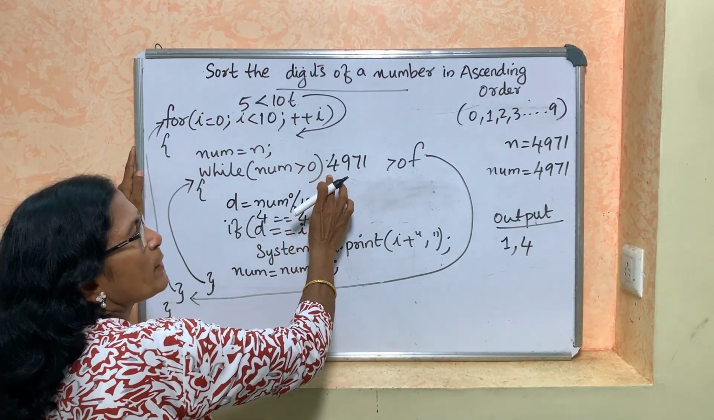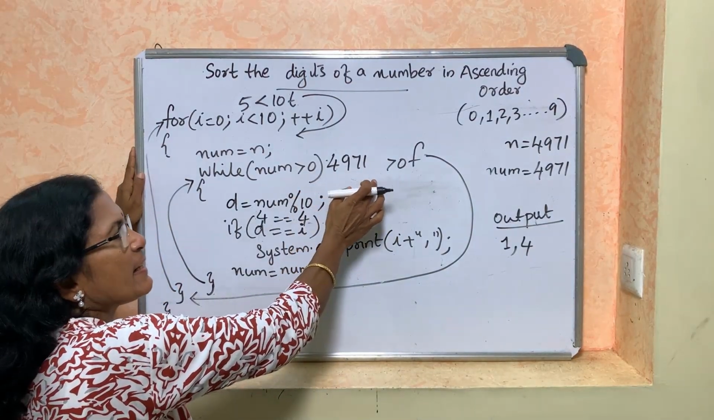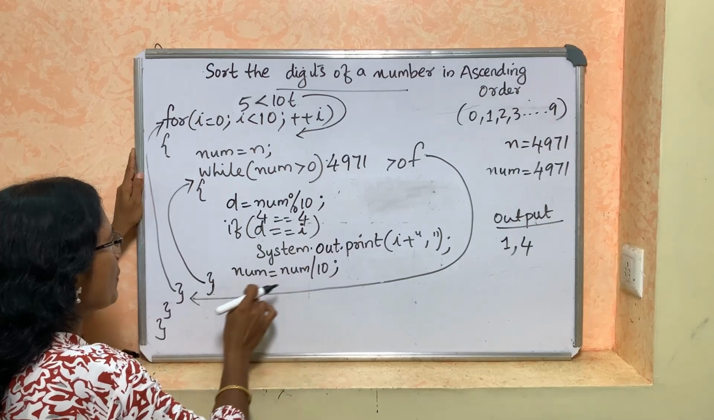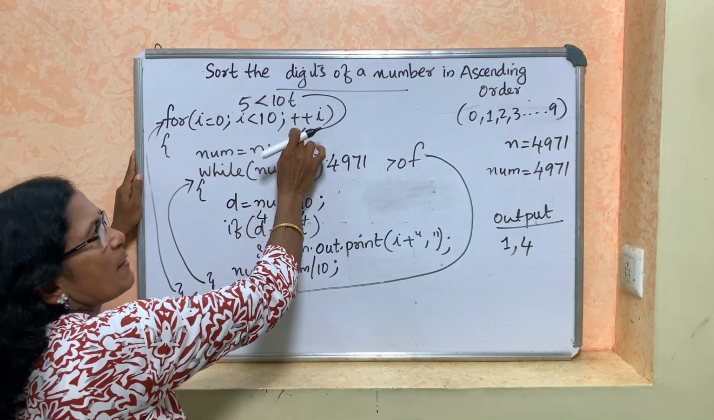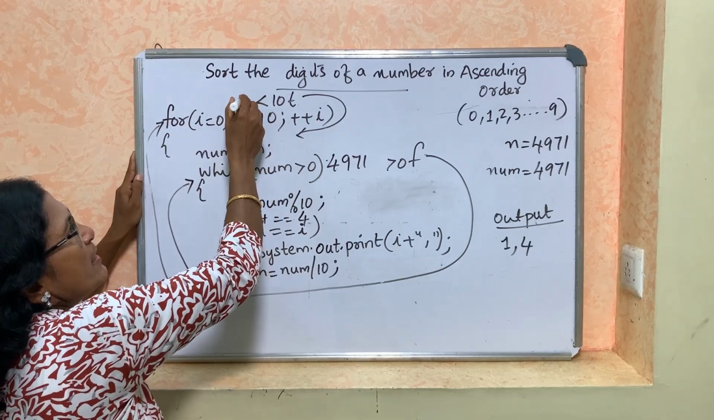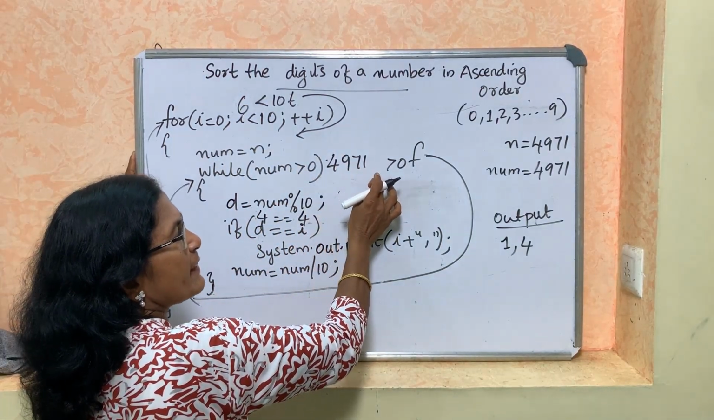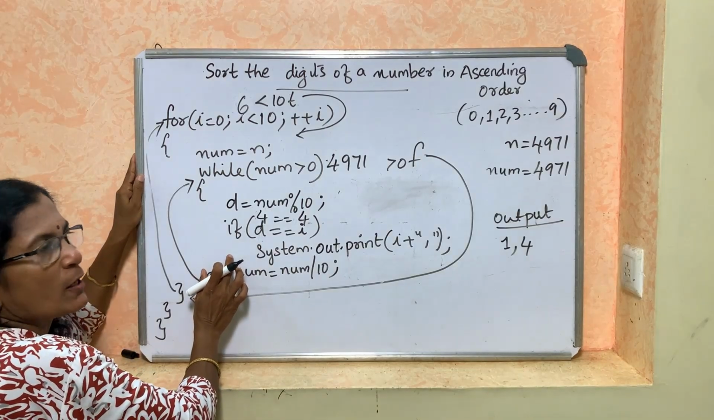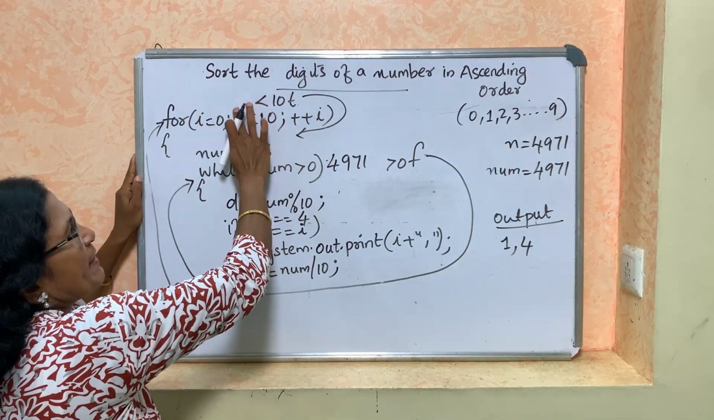We check for the occurrence of digit 5 in the number. Digit 5 is not present in the number. So, control comes out of the while loop and outer loop goes for the next iteration. Updated value of I is 6. Occurrence of 6 is not found in the number 4971. So, printing will not take place. Value of outer loop is updated to 7.